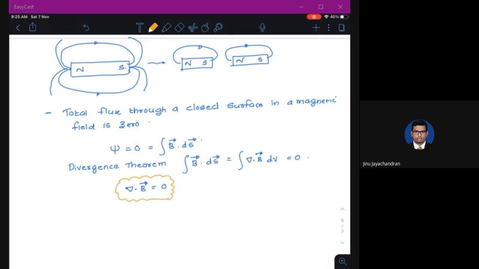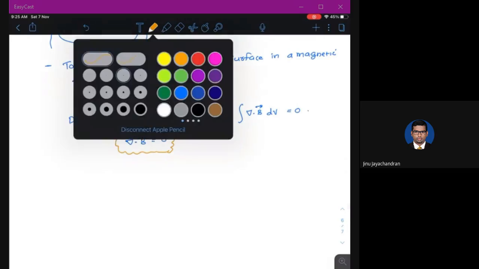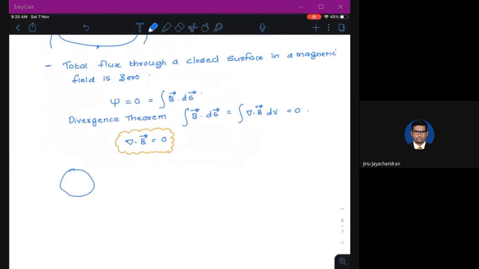Because magnetic flux lines are always closed. There are no independent magnetic flux lines. And so the total flux through any closed surface in a magnetic field is zero. So if you consider a closed surface like this, okay, so if there are two magnetic flux lines coming out, there will be two magnetic flux lines going in, because the total flux through the closed surface is always zero, and which will give me this equation del dot B is equal to zero.